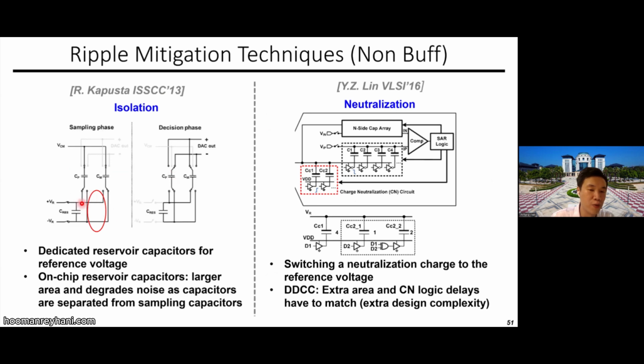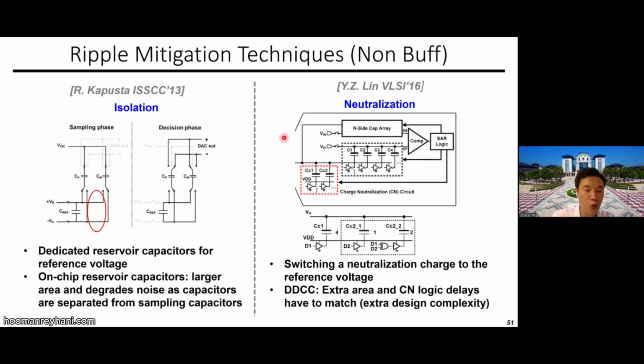Well, the other method is doing the isolation. So you have a reservoir cap which saves the reference voltage over here, and then when this DAC has to switch, rather than drawing the current from the reference voltage, you draw the current from this reservoir capacitor, right? The poor thing about this is that you have this additional area, and it usually has to be large. And this capacitor is also a separate one, so it is not embedded together with this CS. It attenuates the signal, and also it has a poor SNR in that case.